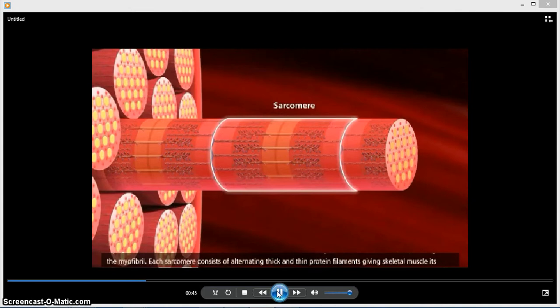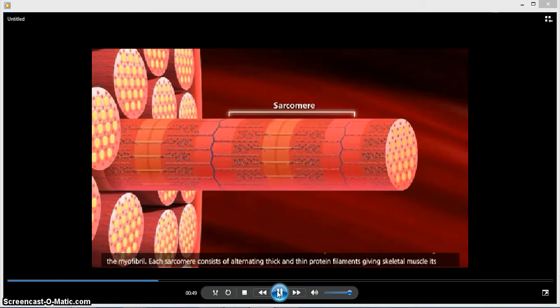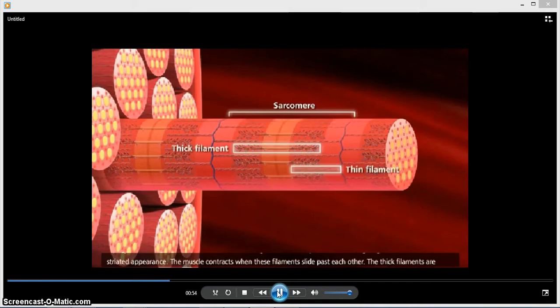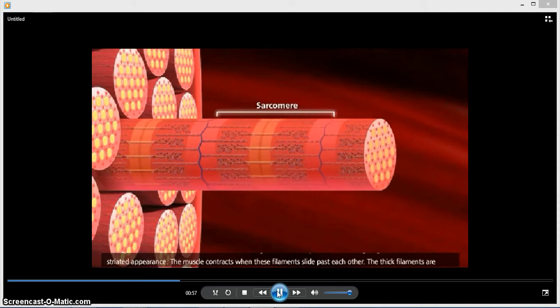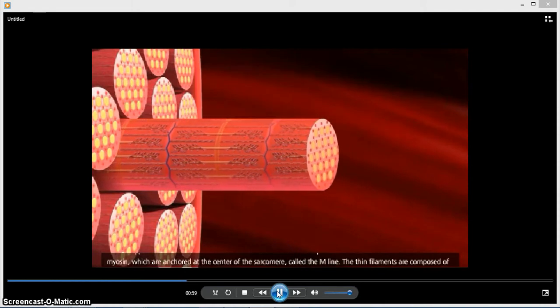Sarcomeres run adjacent to one another down the length of the myofibril. Each sarcomere consists of alternating thick and thin protein filaments, giving skeletal muscle its striated appearance. Striated just means striped or grooved. The muscle contracts when these filaments slide past each other.